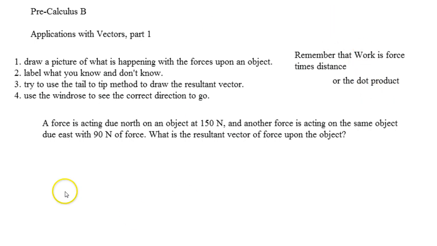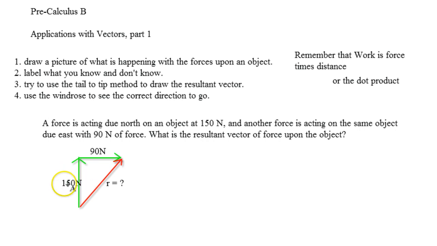Okay, so for this first one, a force is acting due north on an object at 150 newtons, and another force is acting on the same object due east with 90 newtons of force. What is the resultant vector of the force upon the object, and we'll also find the direction to help you out with that. Okay, so right here I've drawn the two vectors, or the two forces, the 150 newtons straight up, the 90 newtons to the right. Okay, it's due east. So that's drawing my picture.